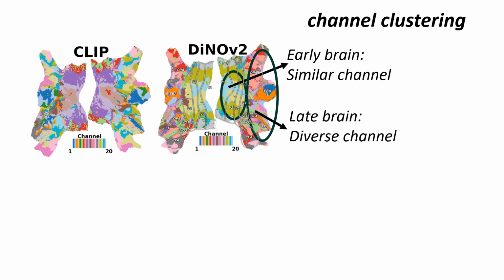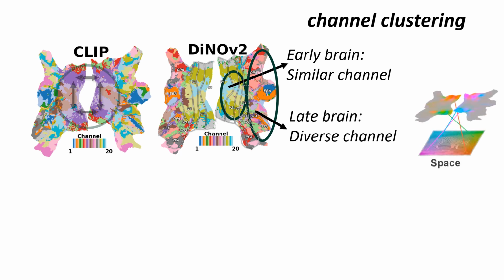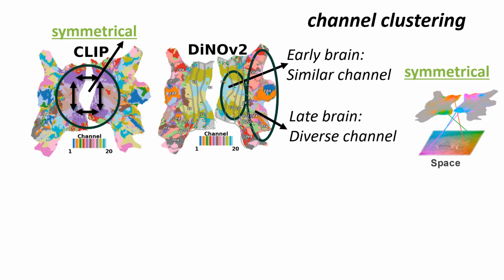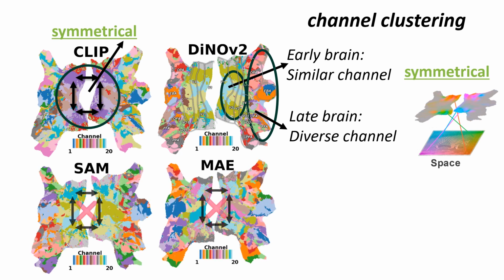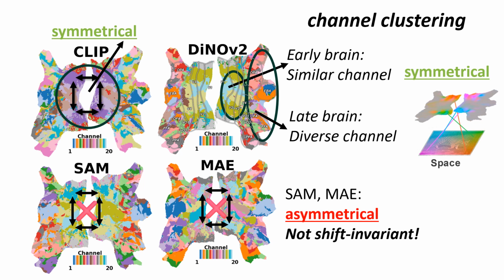For CLIP and DINO, their early brain channels are symmetrical for the left and right hemisphere, and also symmetrical for the ventral and dorsal visual stream. While the early visual brain used similar channels, it used diverse spatial locations as shown by the space selection. However, for SAM and MAE, we find their early brain channels are not symmetrical. Asymmetry means SAM and MAE's channels are changing across space, and therefore not shift invariant.